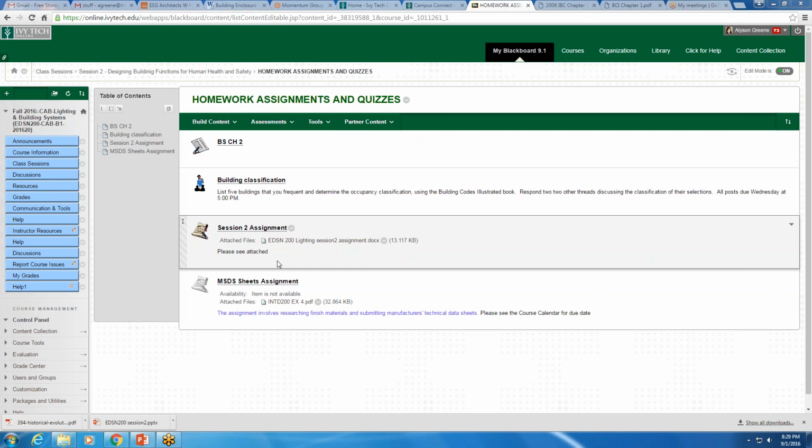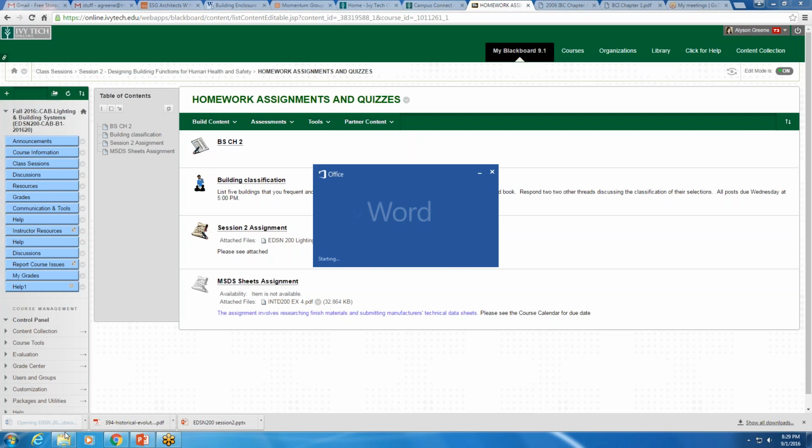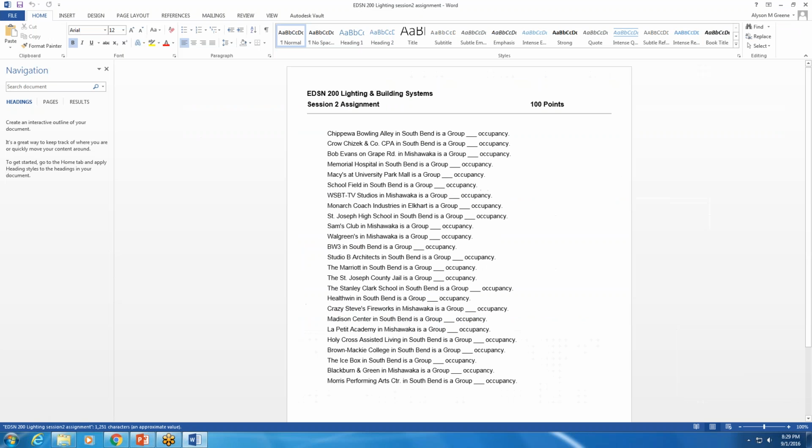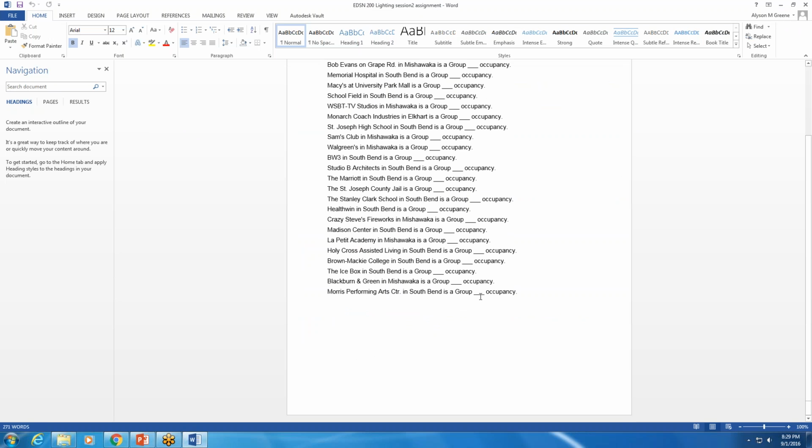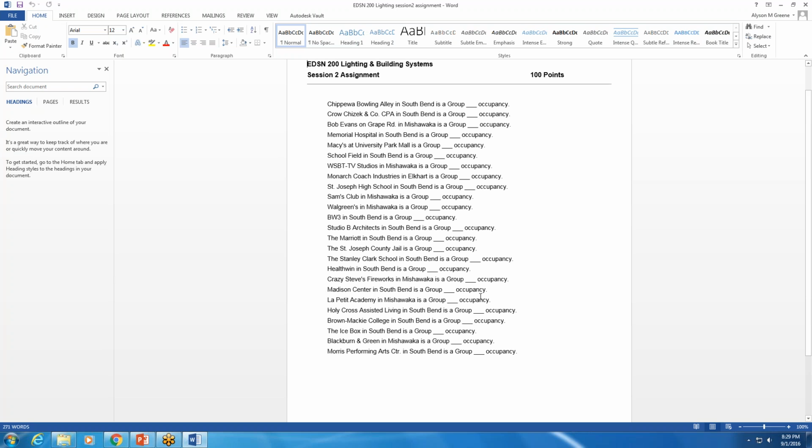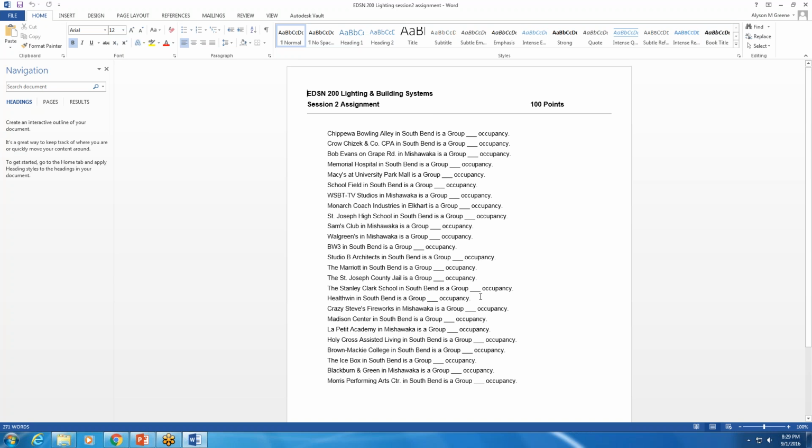Session 2 assignment, EDSN 200 lighting assignment. We'll simply click on it. It should download and then we can open it. So it's worth 100 points. And what I need you to do is tell me which occupancies those are based off of what we just covered in the building codes. So Chapter 3 of the building codes book.